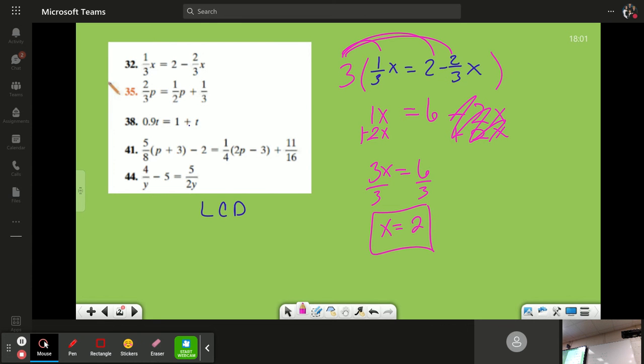All right, let's look at 35. What do you think our least common denominator is going to be? We got 2's and we got 3's, right? So if I was counting by 2's, I'd have 2, 4, 6. If I was counting by 3's, I'd have 3, 6. And I'm looking for that smallest number they both go in, right? All right, so let's try.